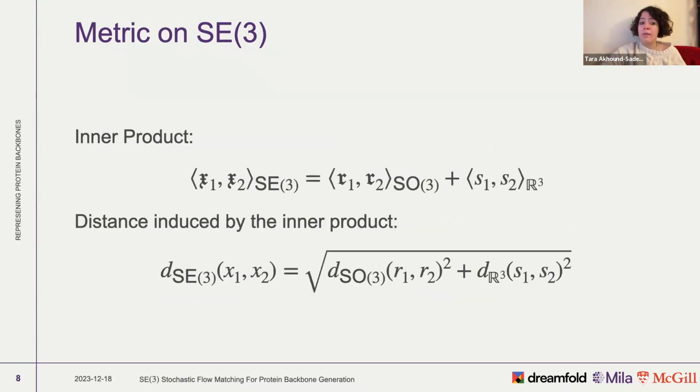So now using the metric that we defined previously for SO3, we see that this metric on SE3 decomposes very nicely into an inner product on SO3 and an inner product on R3. And from that, we again get a distance that also decomposes nicely into a distance on SO3 and a distance on R3. And this notion becomes important when we want to do flow matching because this allows us to do flows on SO3 and R3 components separately and then just have separate distances for them and add them up in a sense.